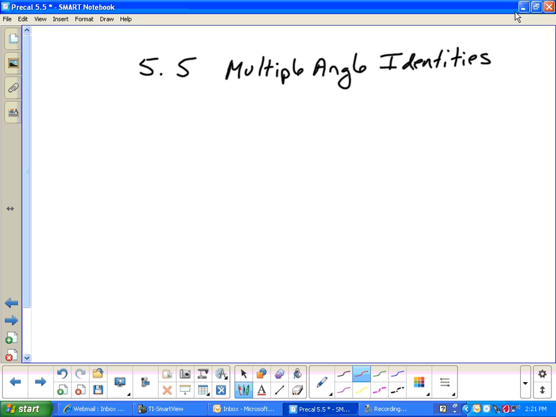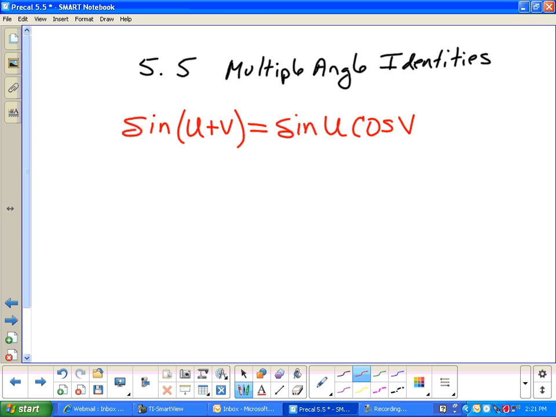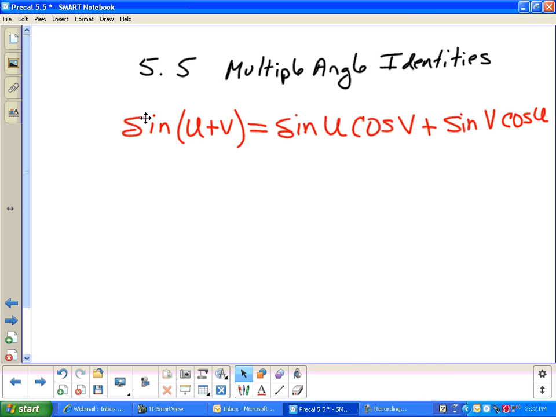If you recall, yesterday we learned a formula for finding the sine of u plus v, and also cosine u plus v. For sine u plus v, the formula is you take the sine of u, multiply it times the cosine of v. If you're adding, you still add, and this time you say the sine of v cosine u. And that's the formula for addition. We're going to make it easier today. What if u and v are exactly the same number?